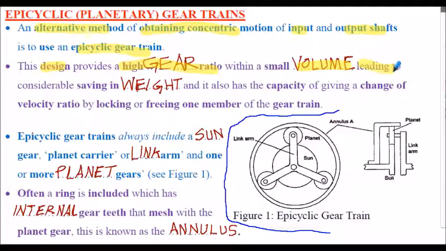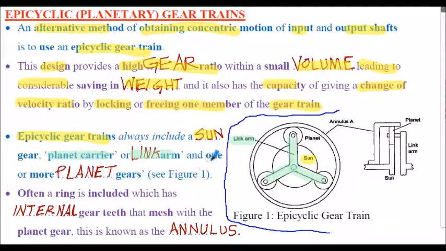So that leads to saving in weight, of course. So that's one of the advantages of them. They're fairly condensed in their space requirements, and of course they're lighter because of that. It also has the capacity of giving a change of velocity ratio by locking or freeing a member of the gear train. Now, epicyclic gear trains always include a sun gear, shown here in this little diagram, sun gear, planet carrier there. That's the link arm, effectively. There, often called the link arm, which is this spider type diagram.